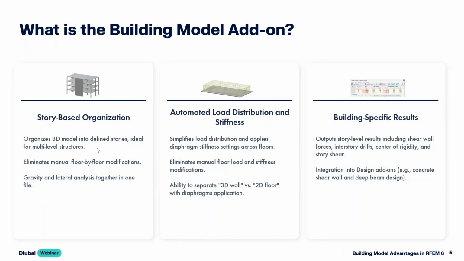And finally, with the result output, with the building model output, we are now going to give you, especially in table format, story level results. So we'll be able to view shear wall forces. We can look at inner story drifts, center of rigidity, as well as story shear. This can be really important for seismic or response spectrum analysis within a multi-story structure.